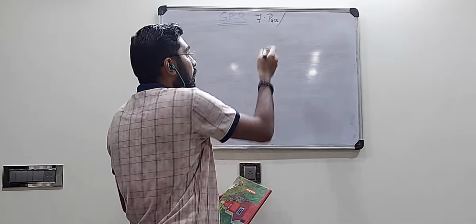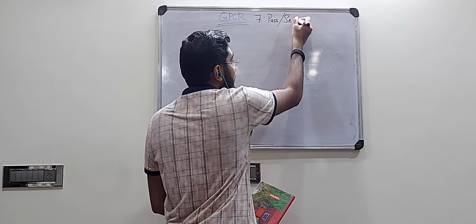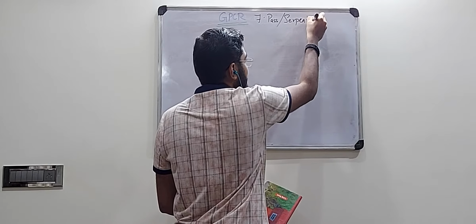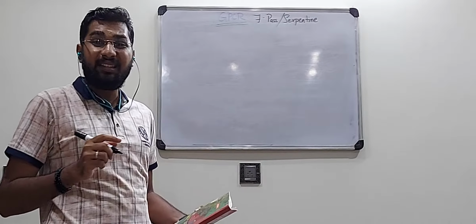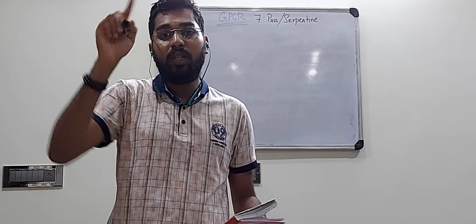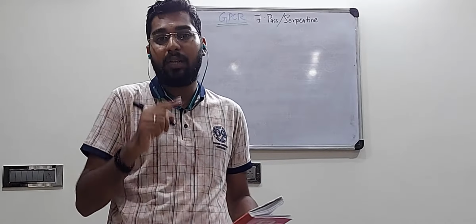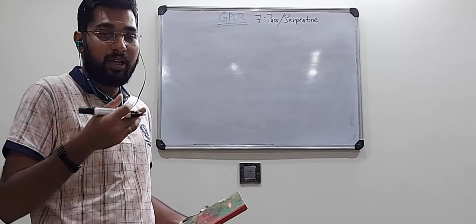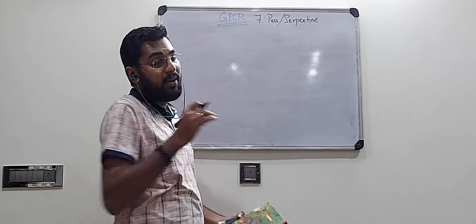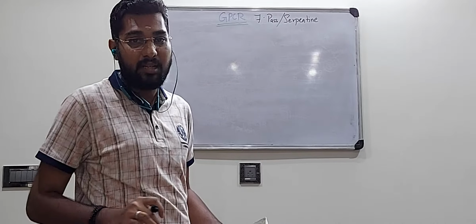It is also called serpentine receptors, because it resembles a snake. The way a snake moves, crawling or creeping along, it resembles in such a way. Hence, it is also called 7-pass receptor or serpentine receptors.